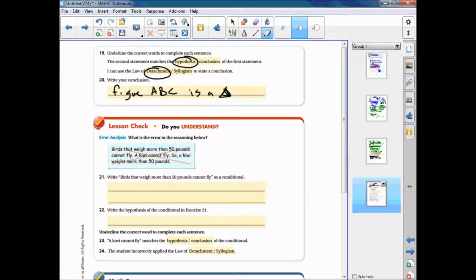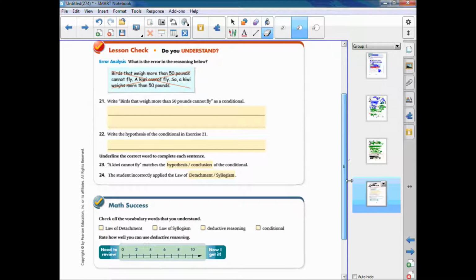Okay. All right. Lesson check part 2. Did you understand? All right. So what is the error in the reasoning below? So we have this. Birds that weigh more than 50 pounds cannot fly. A kiwi cannot fly. So a kiwi weighs more than 50 pounds. So, right, birds that weigh more than 50 pounds cannot fly is a conditional statement. So we know they made an error in here. We've got to find it.